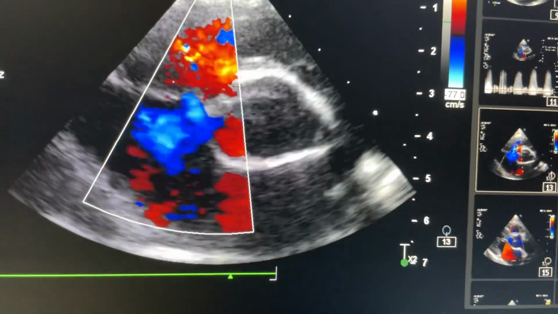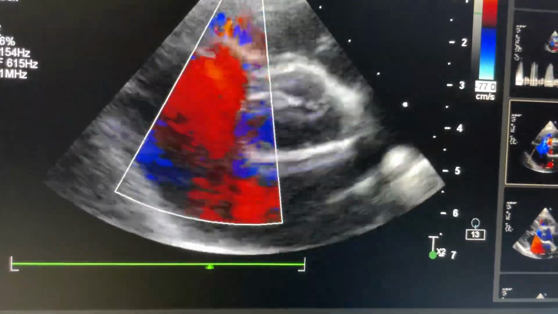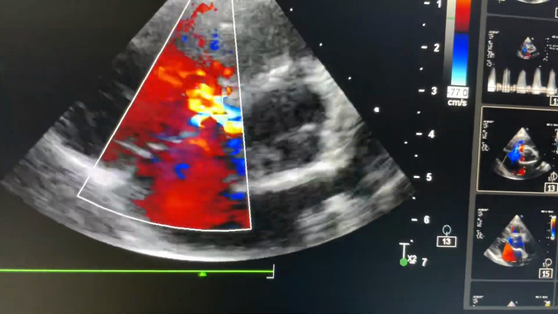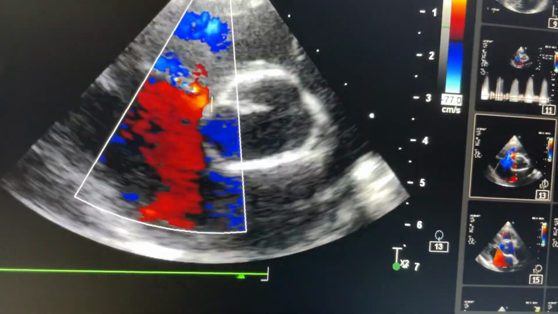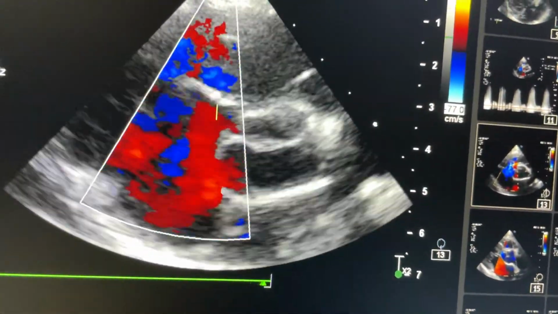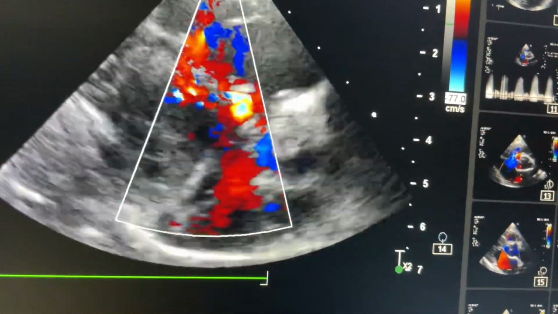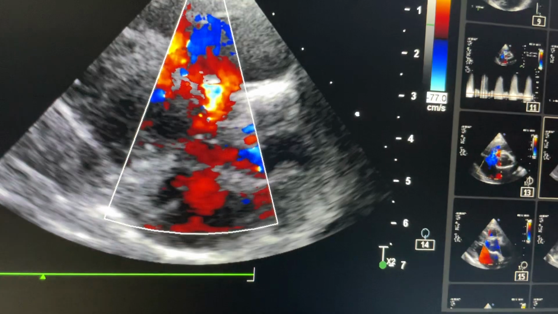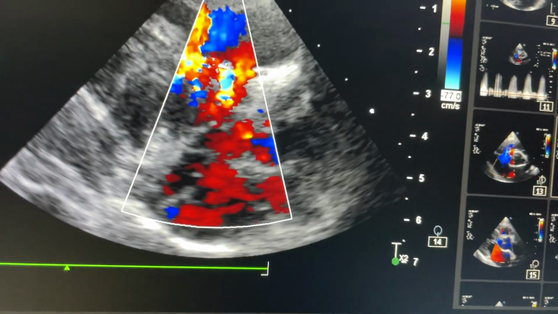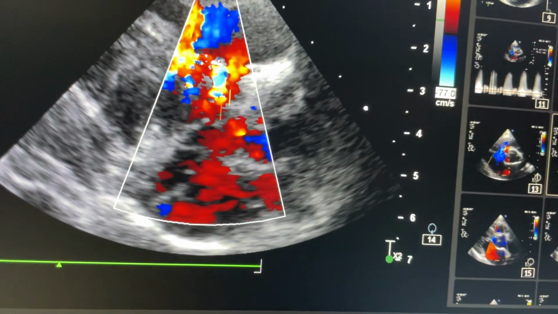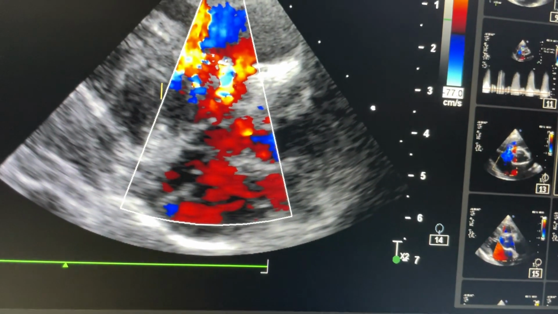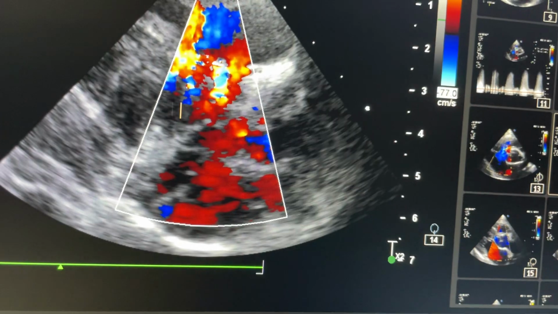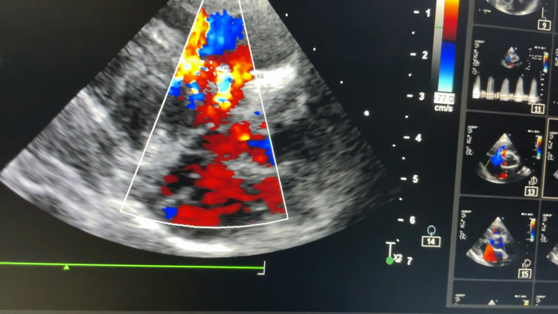See, this is the place where you see the Gerbode defect. Flow is coming from the left ventricle outlet portion into the right atrium. You see, this is Gerbode defect. This is the LVOT portion. This is the right ventricle and this is the right atrium.